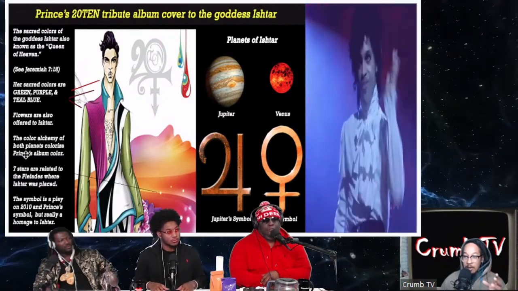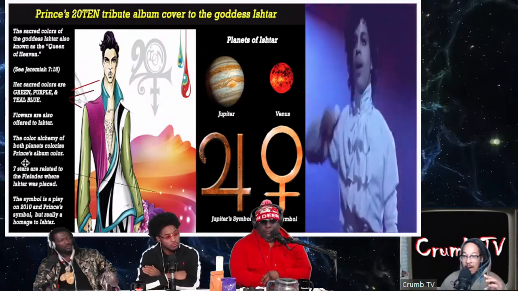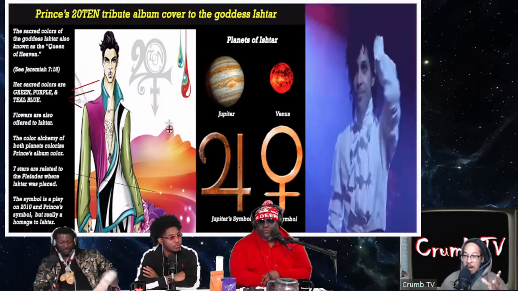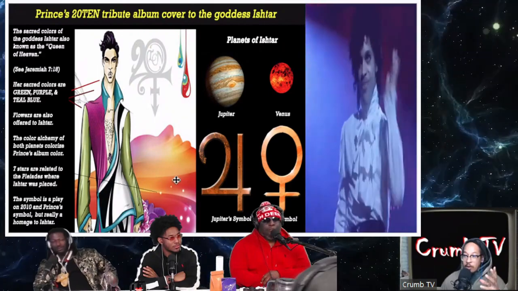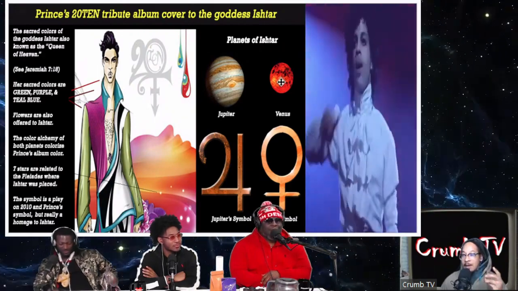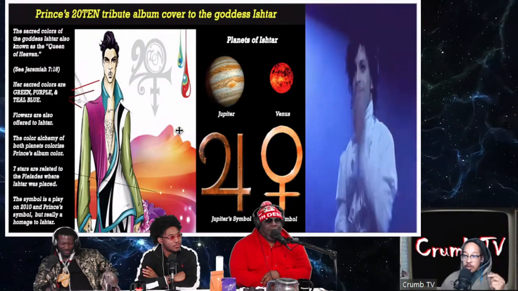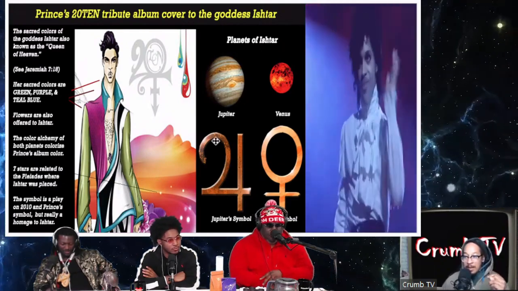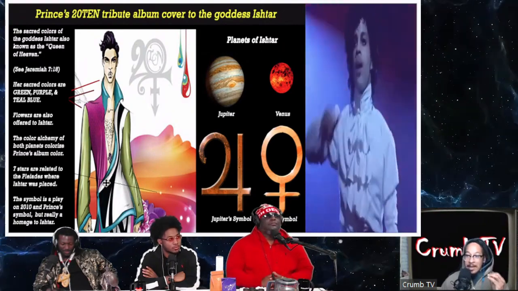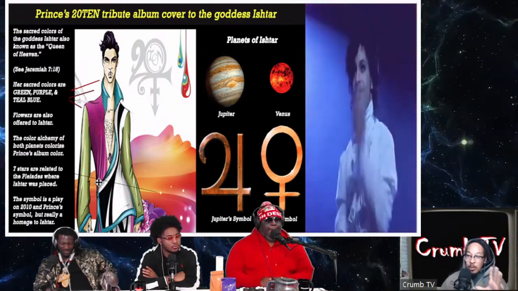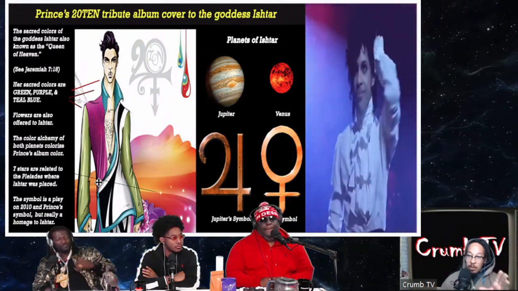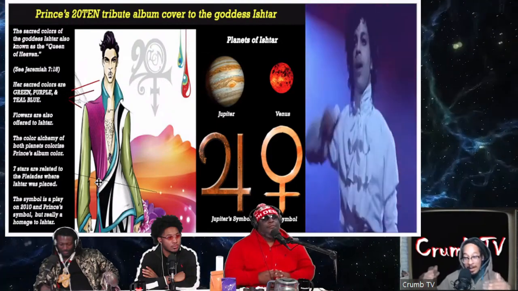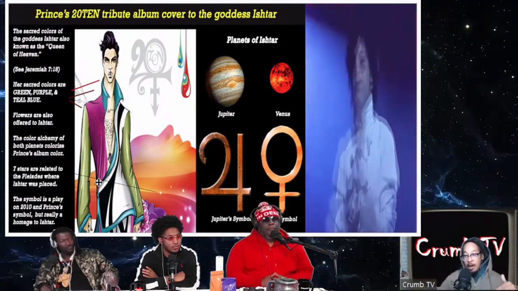Anyway, the color alchemy of both planets colorizes Prince's album, because Jupiter is red, so you're going to have the red, and Jupiter is orange, so you're going to have the orange, and Venus is red and pink, so you're going to have those colors with that. And this is all by design. Prince wasn't on no fluke stuff. He was all wise, right, and exact with the stuff he was doing. He was tapping in on a whole deeper level.